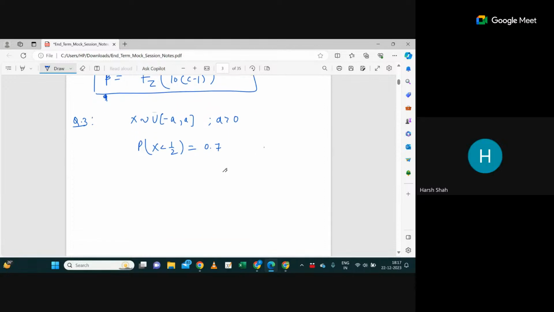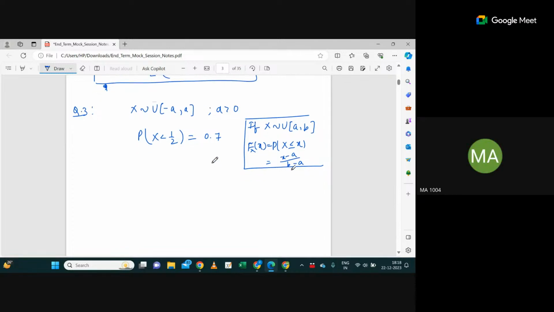Sir, we could use the CDF of uniform functions. Correct. There is no need to integrate. I mean, you can do the integration, and at the end you will get the same thing. But you can directly use it, because if you know x is following uniform a comma b, then what is the CDF? The CDF is probability x less or equal to x, which is nothing but (x minus a) divided by (b minus a), right? You can find this from the formula sheet also.